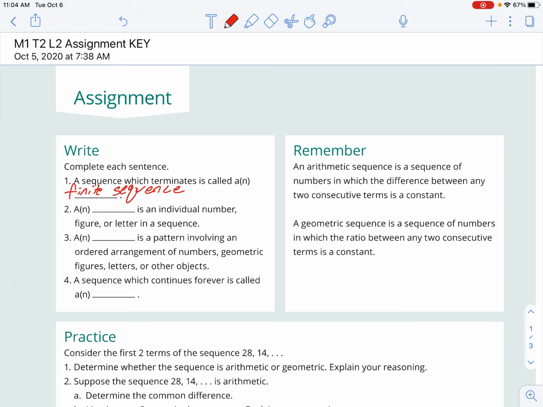A term is an individual number, figure, or letter in a sequence. A pattern involving an ordered arrangement of numbers, figures, letters, or objects is called a sequence. And a sequence which continues forever, that's an infinite sequence.